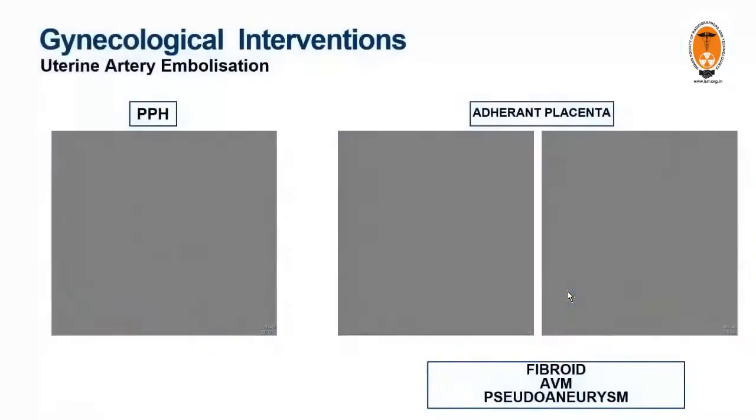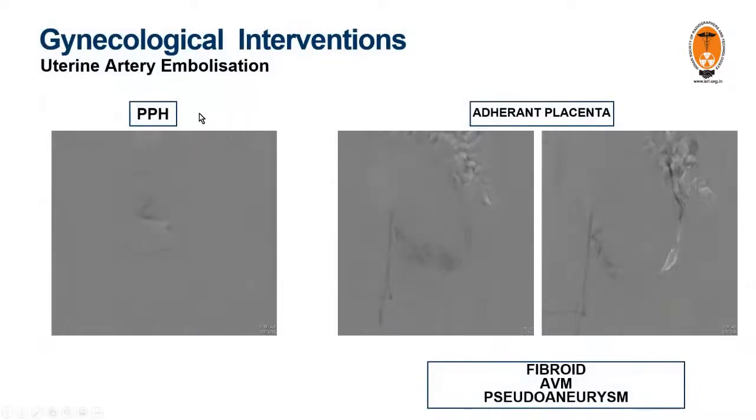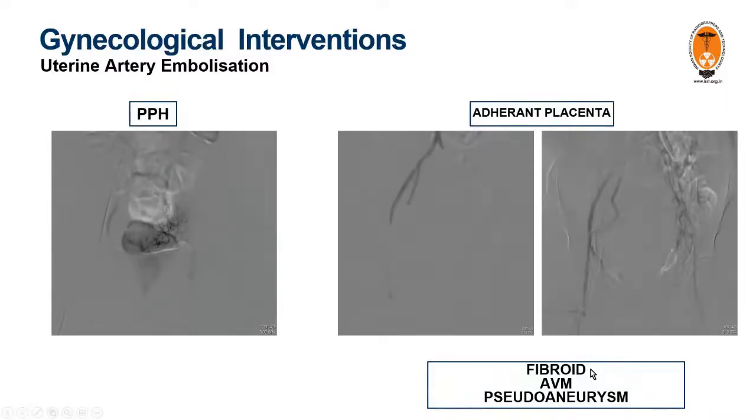Now, we have also come to the rescue of gynecologists by doing uterine artery embolization, especially in postpartum hemorrhage, post an LSCS, or even post normal delivery, and also in cases of adherent placenta, wherein you are embolizing both the uterine arteries. This is a fetus that is noted within, saving the patient from post delivery or post surgical blood loss. You can also do uterine artery embolization for fibroids, AVMs, and uterine pseudoaneurysms as well.